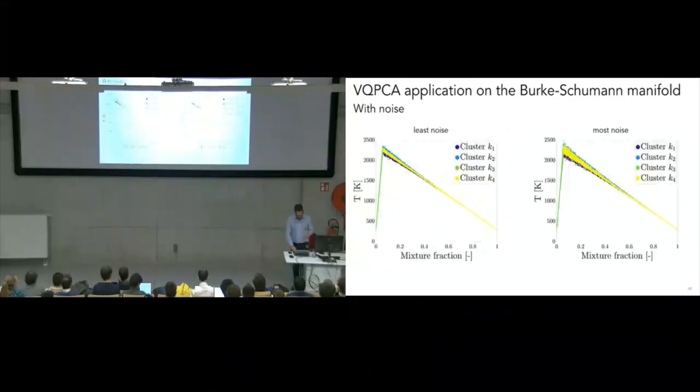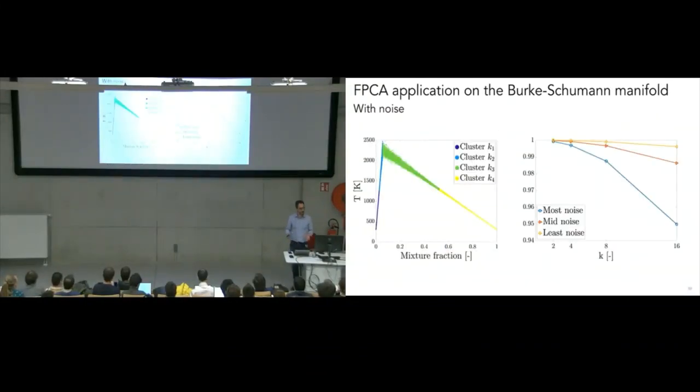Okay, so what would happen if you apply a supervised conditioning? So if I just do FPCA and I say I want four clusters, then I have to split here, here, here, and here. And of course, the more you split, the more you lose correlation with the mixer fraction. And I think it's a sign that this is not a very good partitioning or supervised partitioning approach.